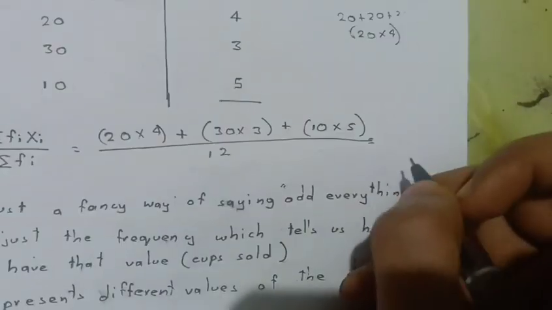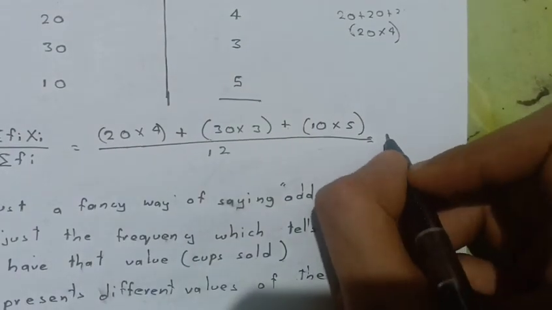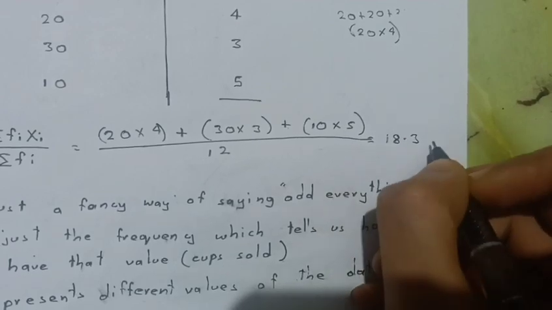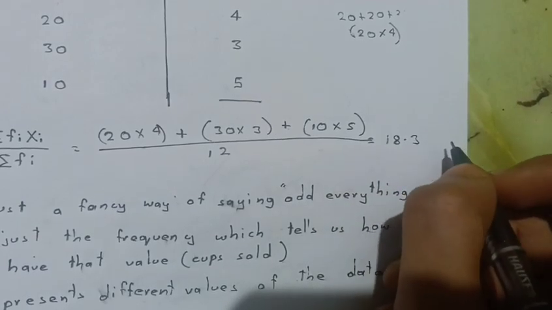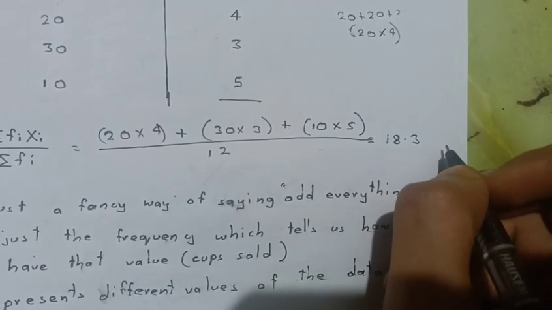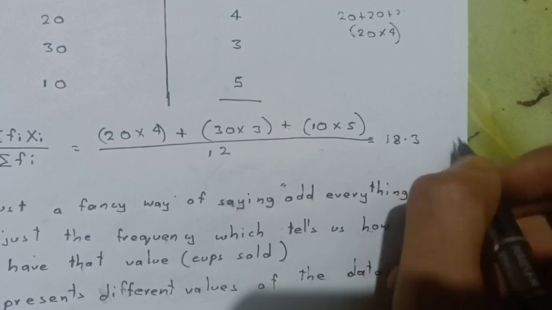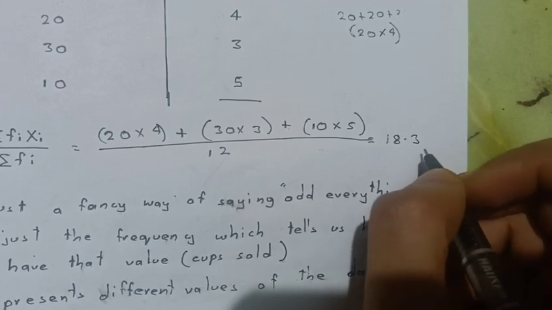So I did it in the calculator, and it's coming out around 18.3. So we can just say that 18.3 cups were sold every day on an average.